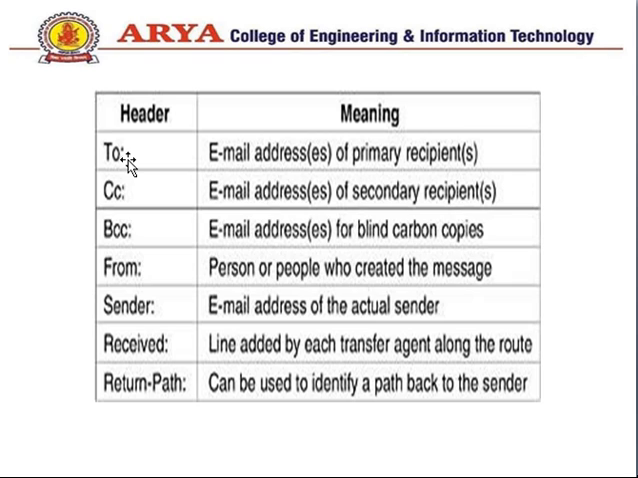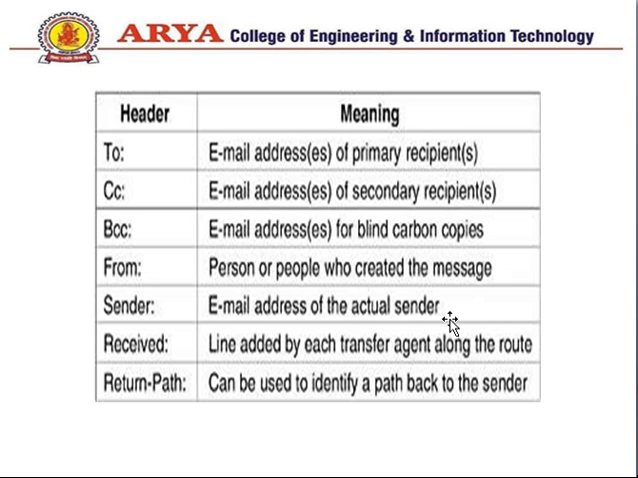So, To is the email address of the primary recipient to whom we want to send the mail. CC is the carbon copy, which stands for the secondary recipient. BCC is the blind carbon copy. Sender is the email address of the actual sender, the person or people who created the message. In the sender field will come the email address of the actual sender who is willing to send the message.